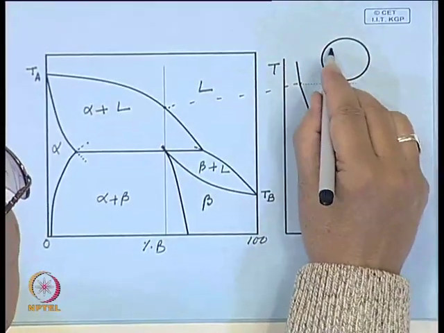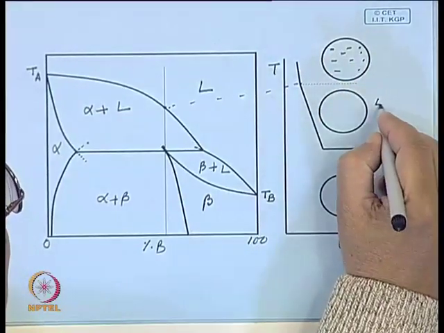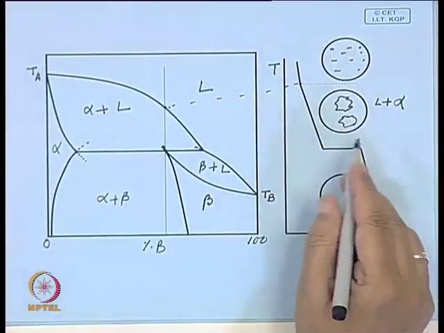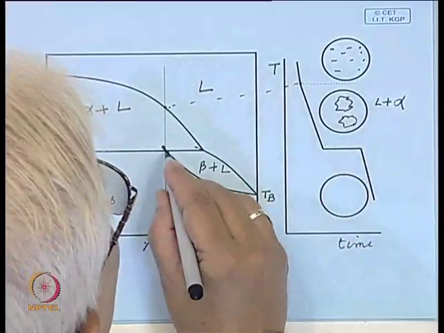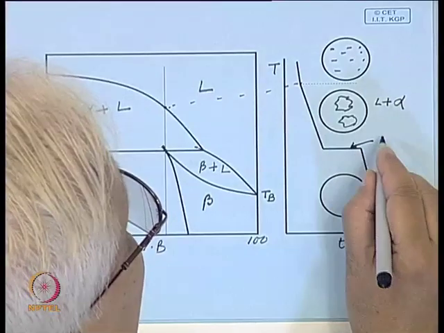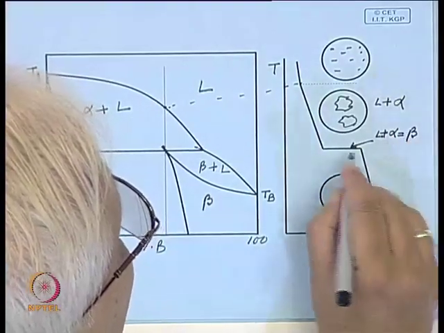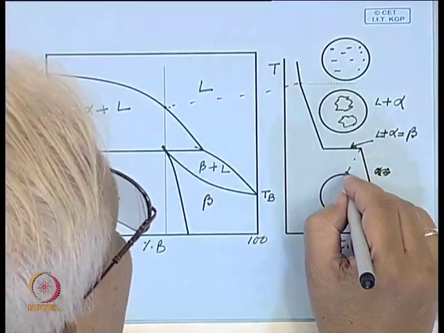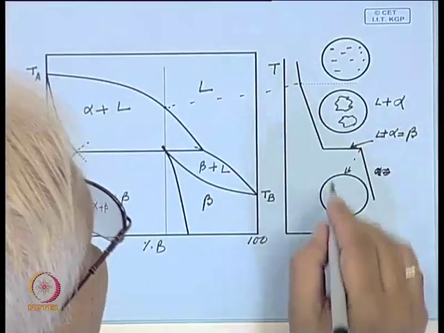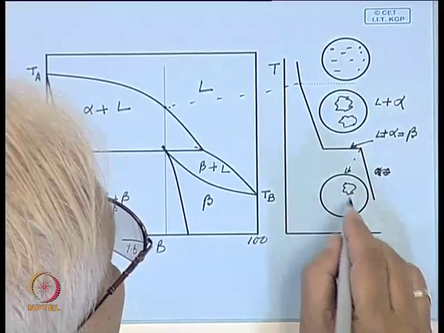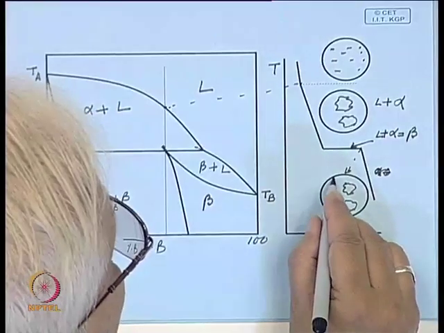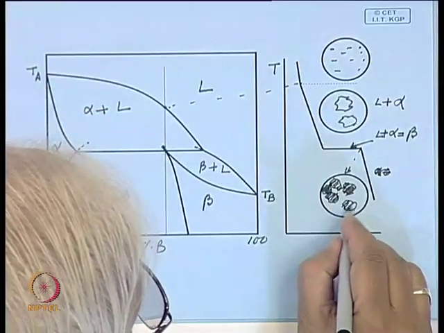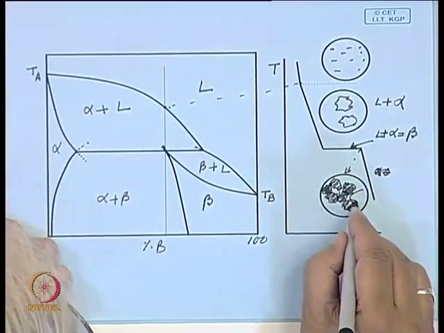Here alpha starts precipitating out, here it is liquid above the liquidus, here it is liquid plus alpha. So, you will have some amount of alpha precipitating out, and when this reaction takes place, this is the case where you have liquid plus alpha giving rise to beta, and here you have alpha. So, just over here that entire liquid will react and produce all beta. I will leave it; they will all appear dark, but they will have different lustres depending on orientations. So, this will be full of beta.